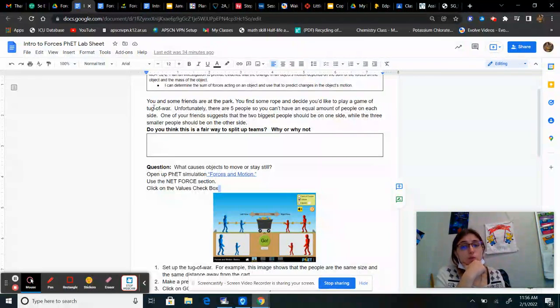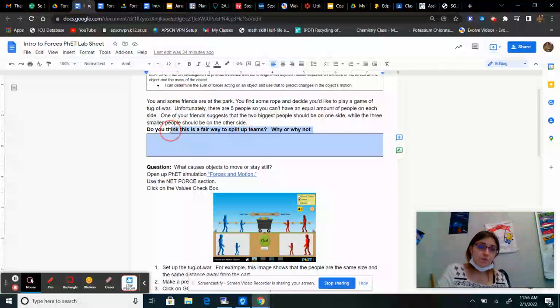So this is part one of a part two lab. You are asked a theoretical question. If you are at the park with your friends and you have some rope and you're playing tug of war, and we have a total of 5 people, we can't have equal amounts on either side. What would you think would be a fair way to split up your teams? You would have to justify your answer, and you would answer right here where I've highlighted.